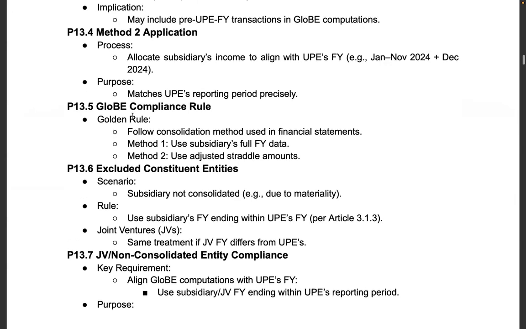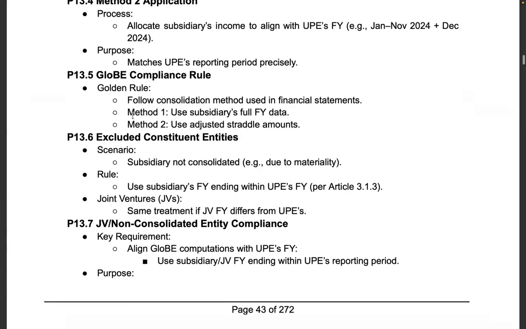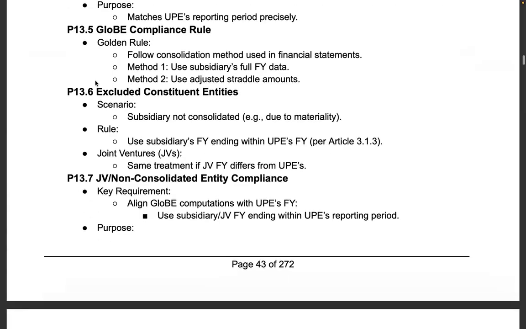Paragraph 13.5, which is the GloBE compliance rule. What is that rule? Golden rule: follow the consolidation method used in the financial statements. Use the subsidiary's full financial year data or use adjusted straddle amounts. Same thing is being repeated.